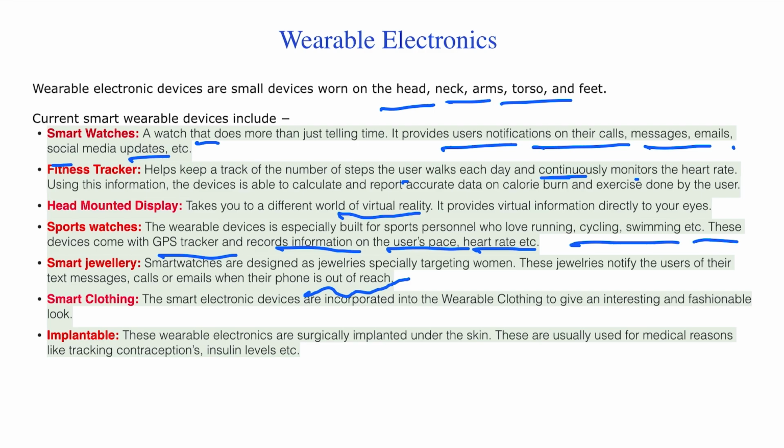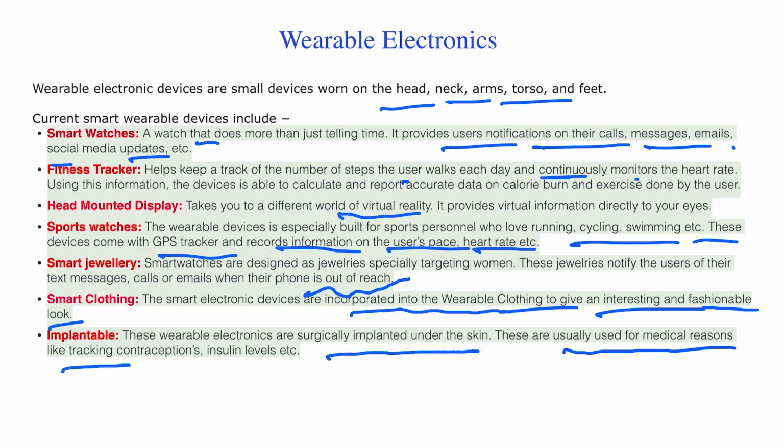Next is smart clothing. Smart electronic devices are incorporated into wearable clothing to give an interesting and fashionable look. In clothing also we can use some electronic items, like it can be used in cold places, for keeping our body warm in smart clothing. Implantable, these wearable electronics are surgically implanted under the skin. These are usually used for medical reasons like tracking contraceptions, insulin level, etc. So some electronic devices are used inside our body also for different control, like for the heart we use the pacemaker, that is also a smart device.